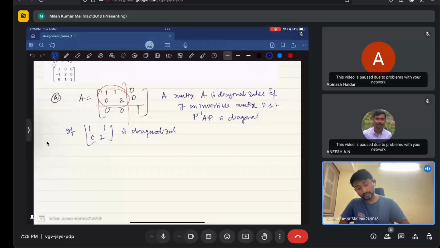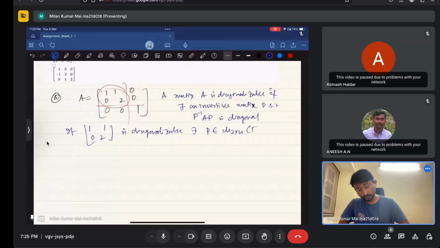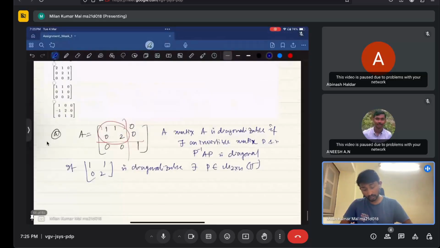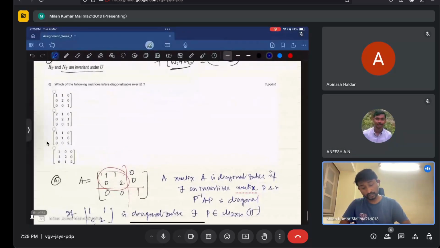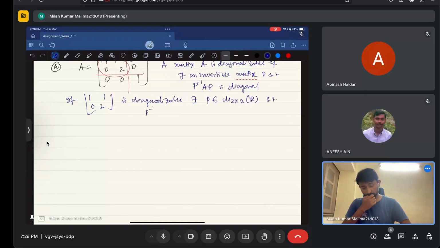there must exist some matrix P that is of 2 by 2 order over the same field F. Hopefully this field is considered R, so let's write it as R, such that P is invertible. Okay, P inverse [[1,1],[0,2]] P is a diagonal matrix.